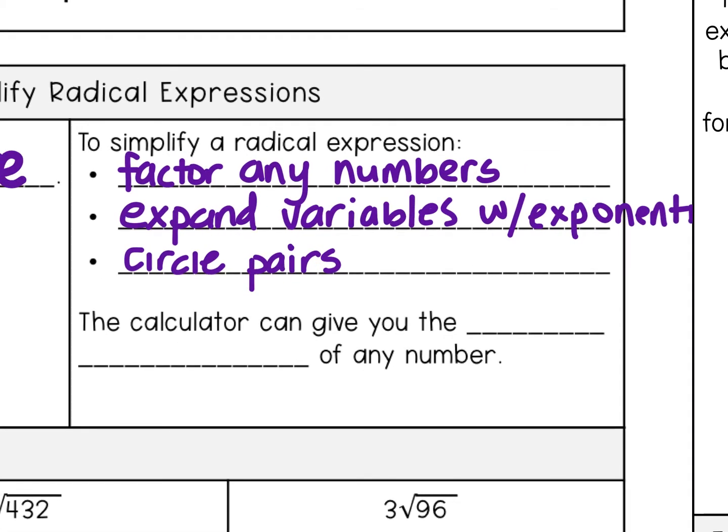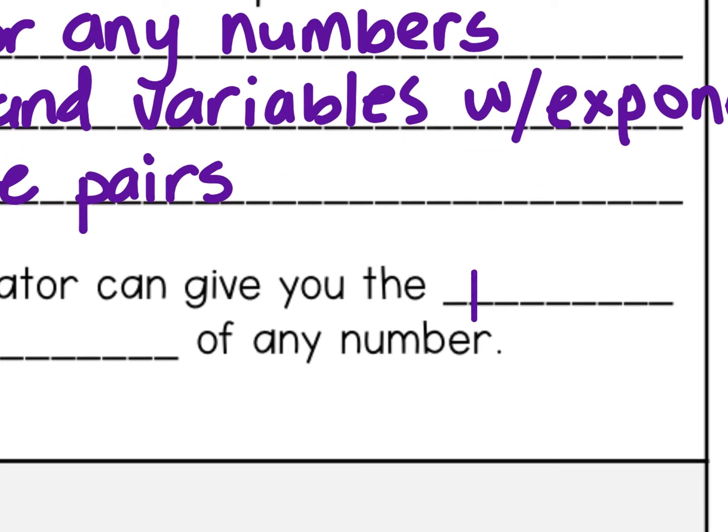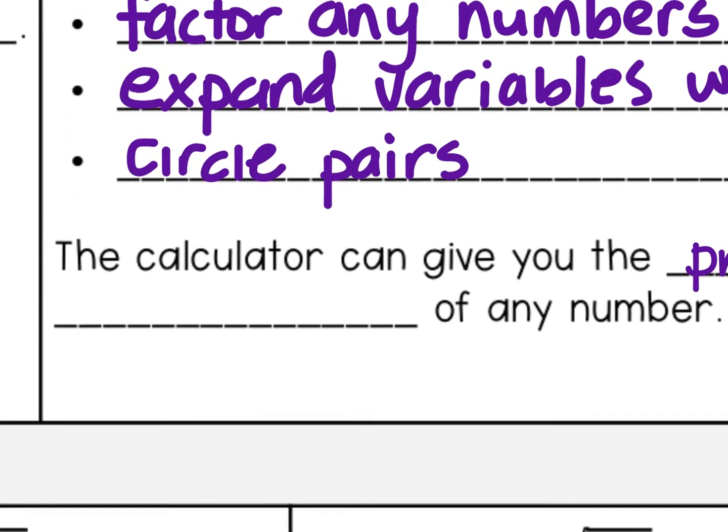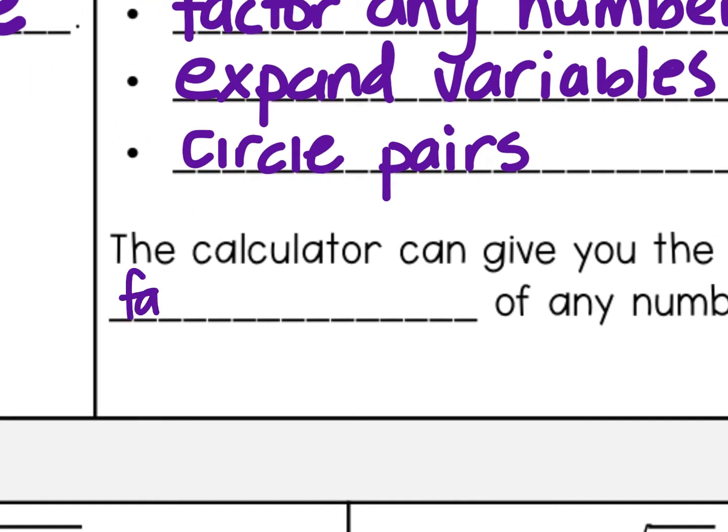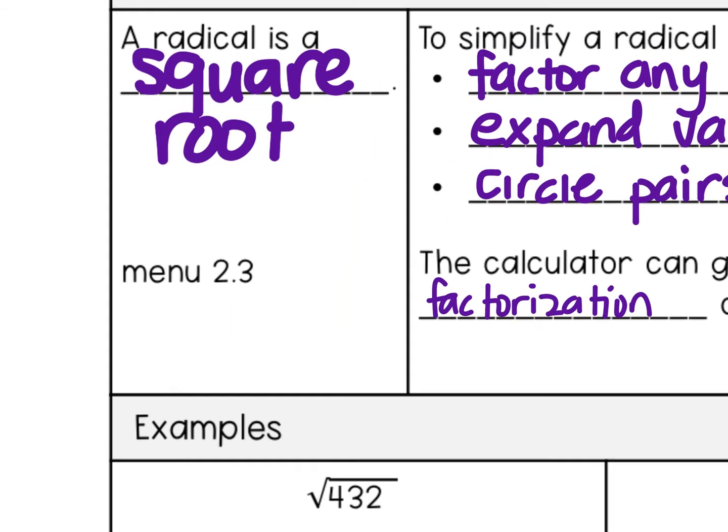The good thing about simplifying radical expressions is that the calculator will give you the prime factorization of any number. So it's not going to help you much with the letters, but at least it'll get you the prime factors of the number, and the shortcut for that is menu 23.